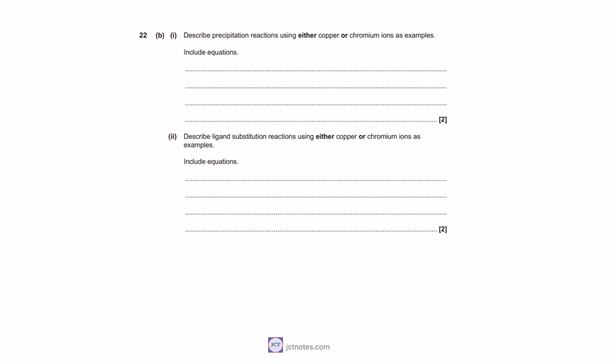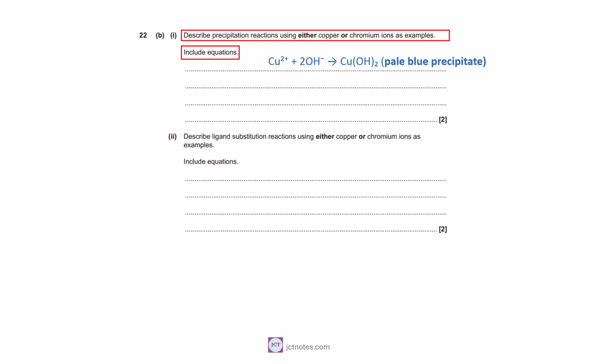Part B of question 22 has 2 questions. In the first question, we are asked to describe precipitation reactions using either copper or chromium ions as examples, including equations. I will give the answer for both options, but you only need to give one. When copper 2 ions react with sodium hydroxide or ammonia, copper 2 hydroxide forms as a pale blue precipitate. Note that an excess of ammonia will dissolve the precipitate, forming a deep blue solution, as we will see in question 2 of this part.